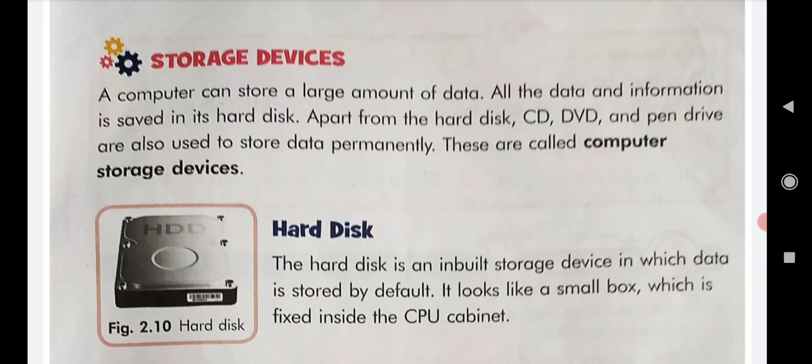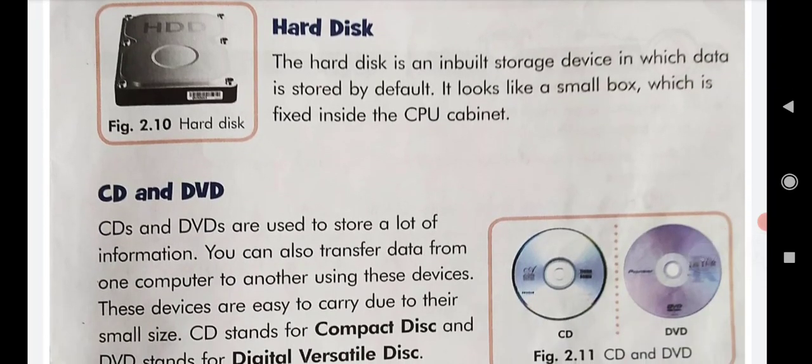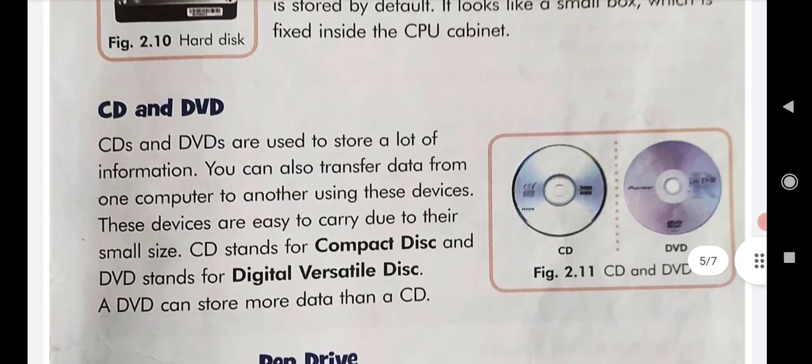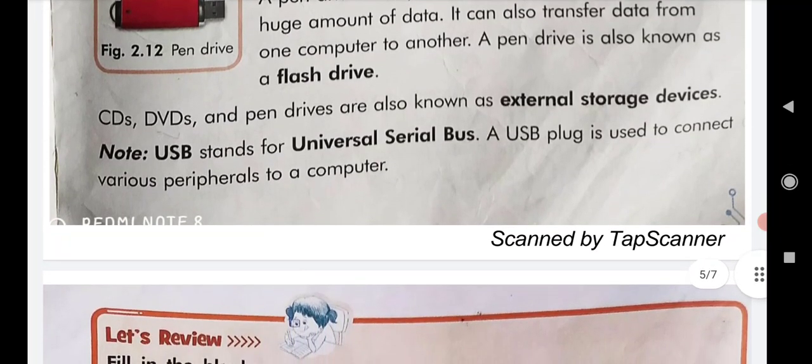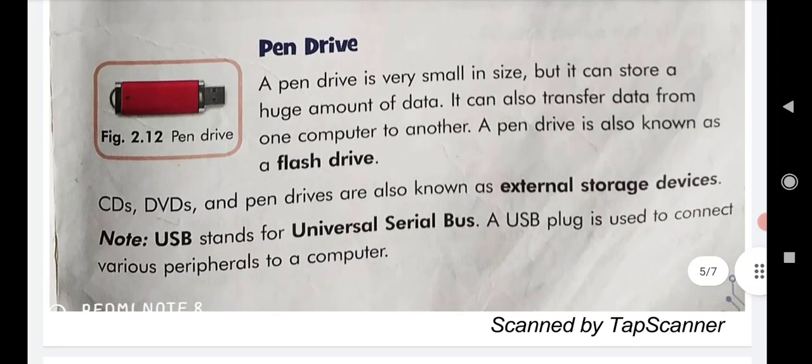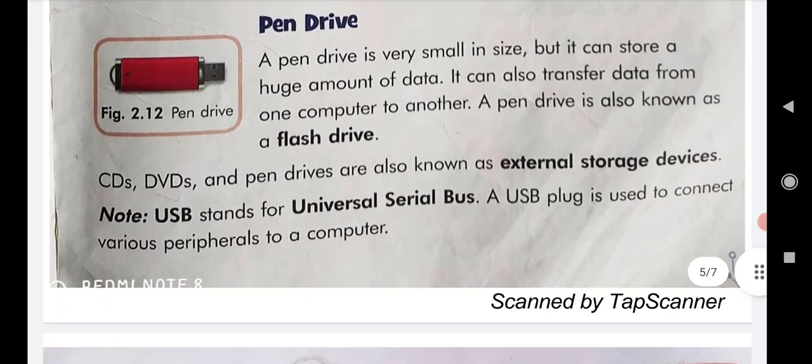Or even if we want to save in any other places, then we can use CD, DVD, pen drive. These are also used to store data permanently. So these are called computer storage devices. Hard disk, CD and DVD, then pen drive, all these are the computer storage devices in which we can save data and information permanently.